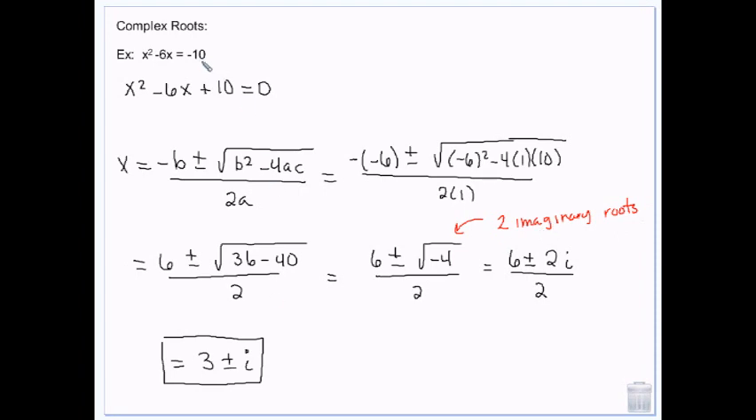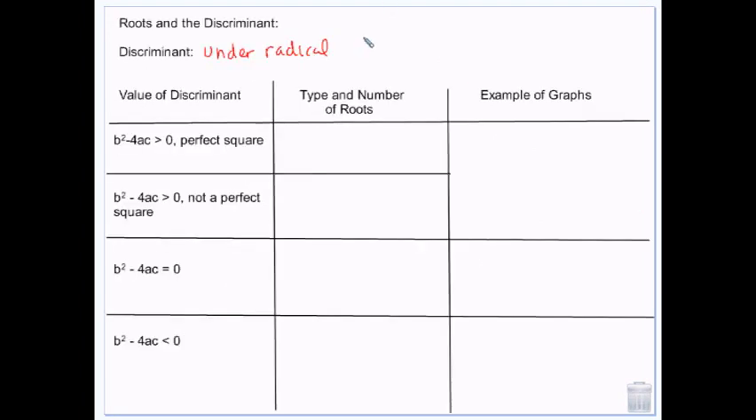And what this means is this parabola, if we drew it, doesn't touch the x-axis. That's when you get imaginary roots, when you don't actually touch the x-axis. So the discriminant is just b squared minus 4ac. It's the part under the radical. Now, if it's greater than 0 and it's a perfect square, you get 2 rational roots. So whole numbers, fractions. If you have this positive and it's not a perfect square, you get 2 irrational roots.